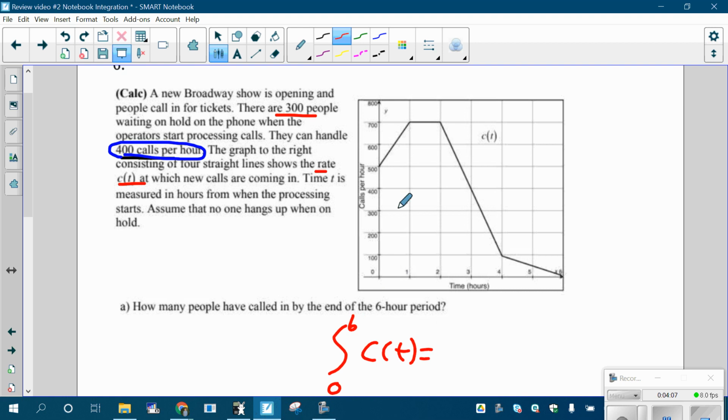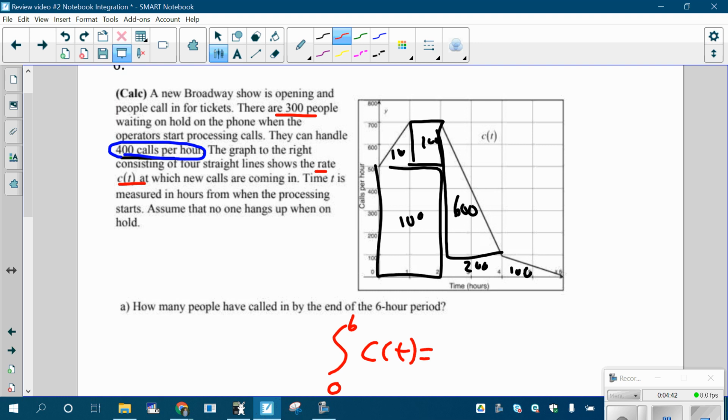How am I going to do that? I'm just going to use geometry. Cool, so let's chop it up here. 2 by 500, that's going to be 1,000. This is 1 by 200, that's 100. I got this big triangle here that's 2 by 6, so I'm going to do 12 divided by 2. I'm going to get 600. I'm just doing geometry here. You guys know how to do geometry. That's 200. This is going to be 100.